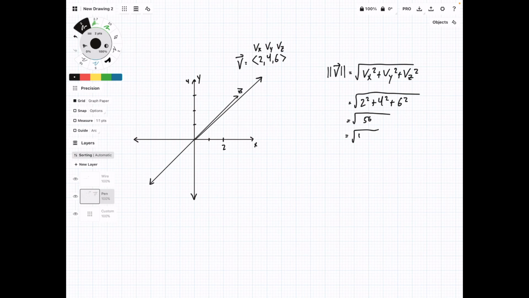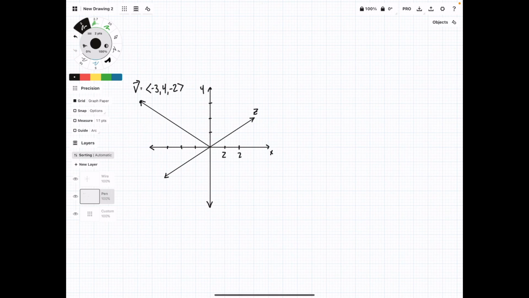square root of 4 times the square root of 14. And then this is going to be 2 square root of 14, and this is equal to the magnitude of our vector. So all we're doing is taking each component, squaring it, and then we're adding them all up and finding the square root. We'll look at one more 3-dimensional example here.